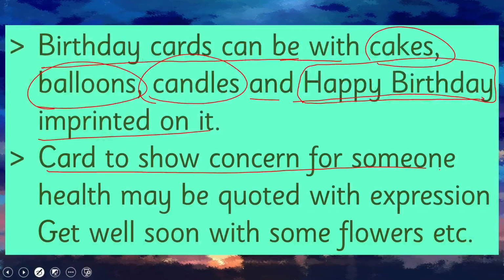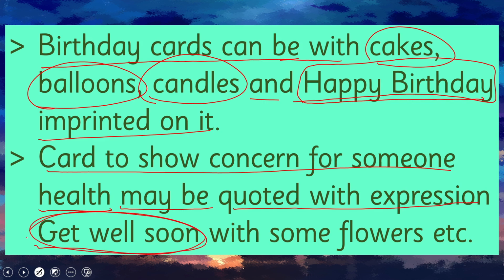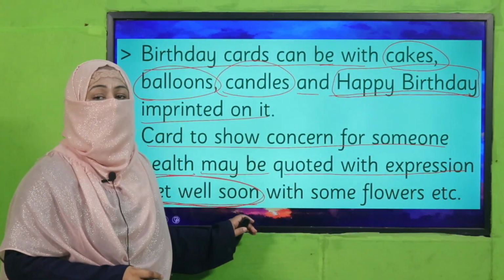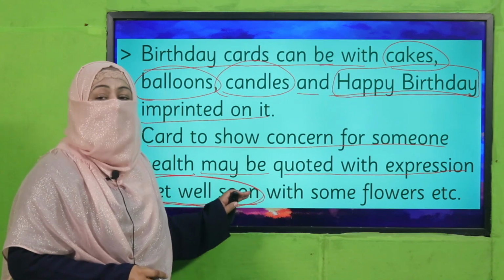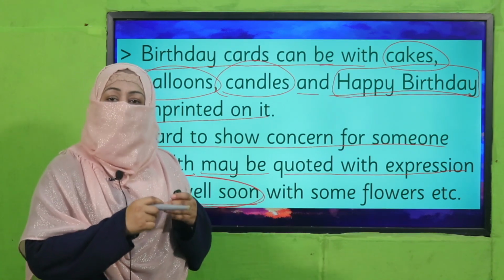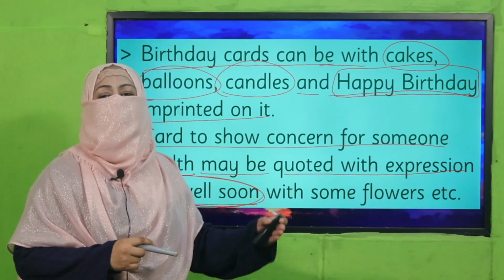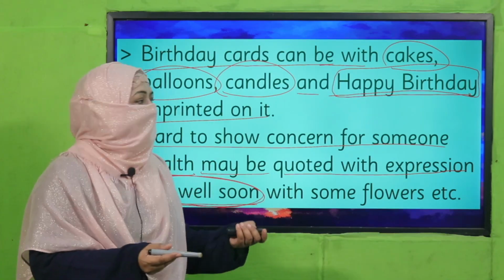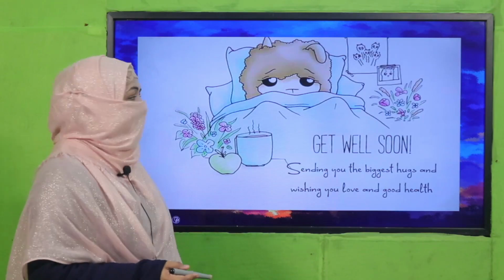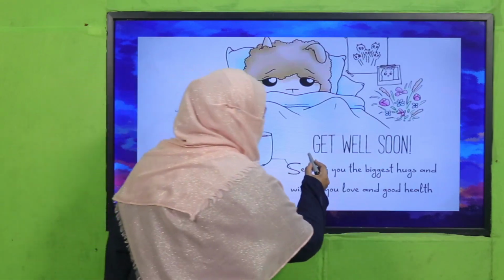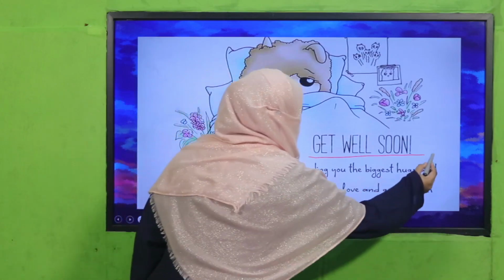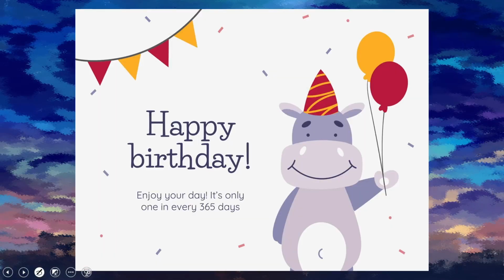Likewise, a card to show concern for someone's health may be written with the expression, get well soon. Now, get well soon you will not write on a birthday card, because we say get well soon to a person who is not feeling well, right? This is how, beta, we select the expressions according to the situation for which we are making a card. So these are a few examples. For someone who is not well, you will write get well soon, and you can make a wish for the person, happy birthday, right?